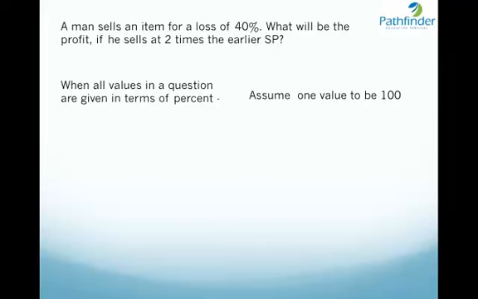So what should we assume as 100? If you look at the question, we've got to calculate the profit percent. And because profit percent is calculated in terms of cost price, assume the cost price as 100. So cost price is assumed to be 100.